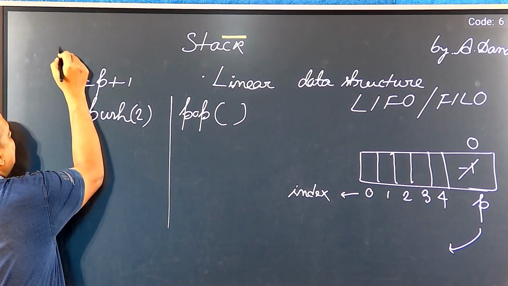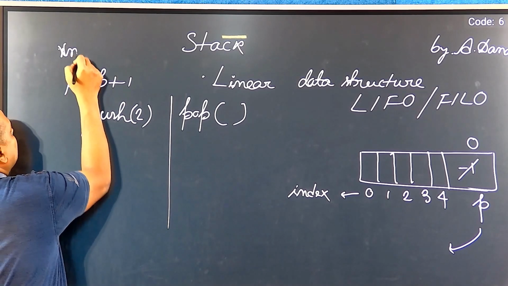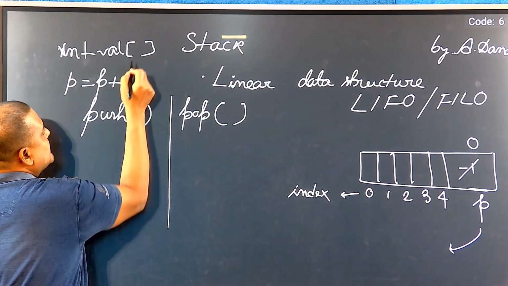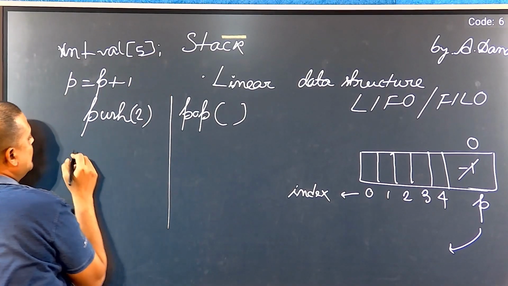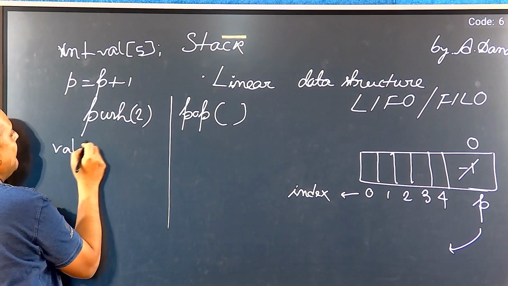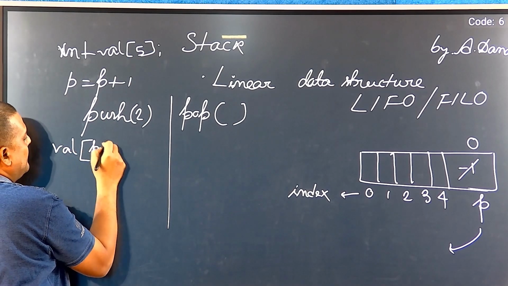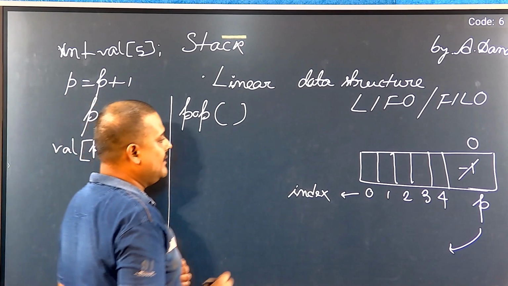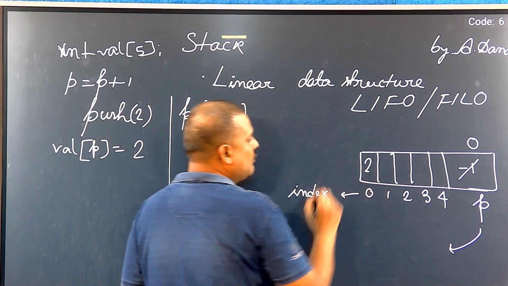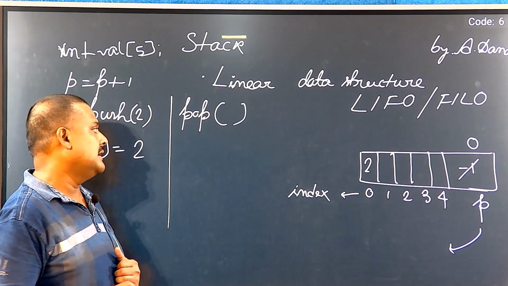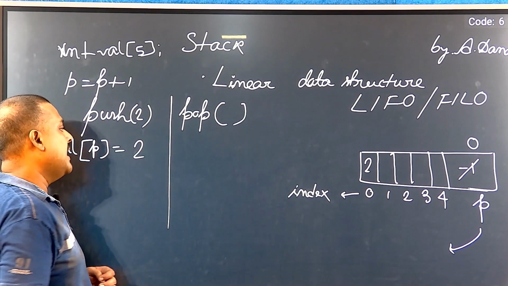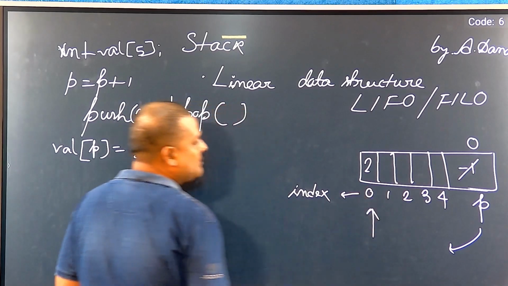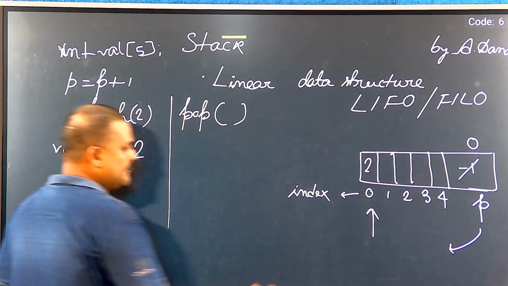place, say for example, the array int val, which is of size 5. So, in val of p, in this place we want to insert 2. So, this location will be filled with that value. Now the value of p is 0. So, p is pointing to this location.